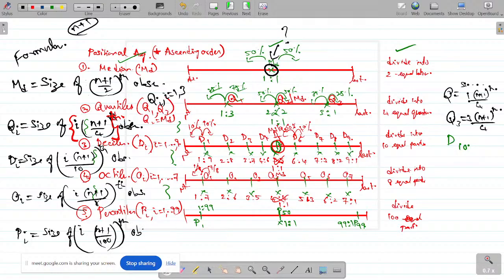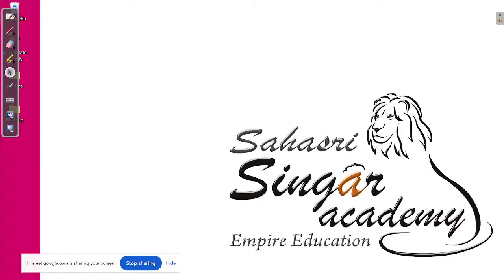100th observation. Yes, please make a note of it and you can try solving the 3, 6, 24, 48 problem. And remember, you have to arrange in order. For all the positional averages, whether it's median or decile or octile, whatever it is, the first step is to arrange, usually in ascending order. You can arrange in descending also, but we go with the formula for ascending order. So arrange in ascending order, then go for finding the values. Is it okay? Yes, please.